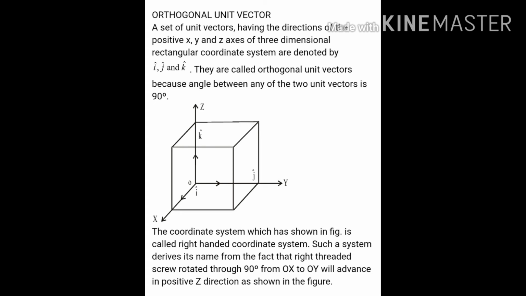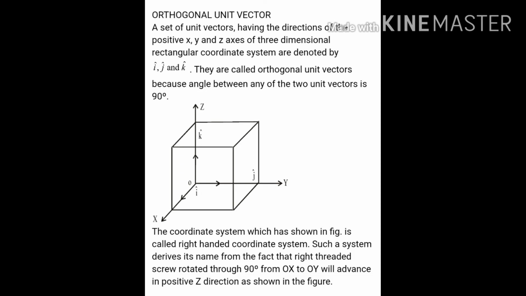A set of unit vectors having the direction of the positive x, y and z axis of three-dimensional rectangular coordinate system are denoted by i cap, j cap and k cap. They are called orthogonal unit vectors because the angle between any two of the vectors is 90 degrees.